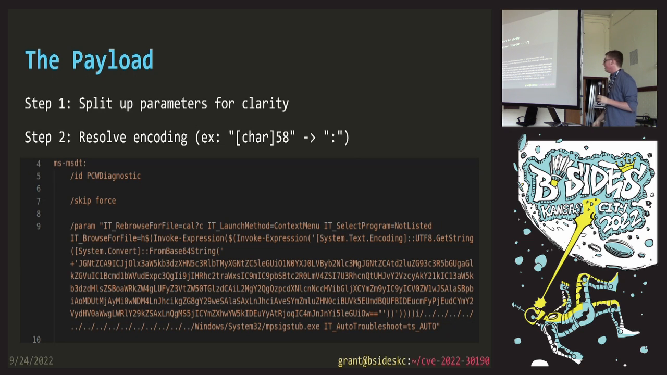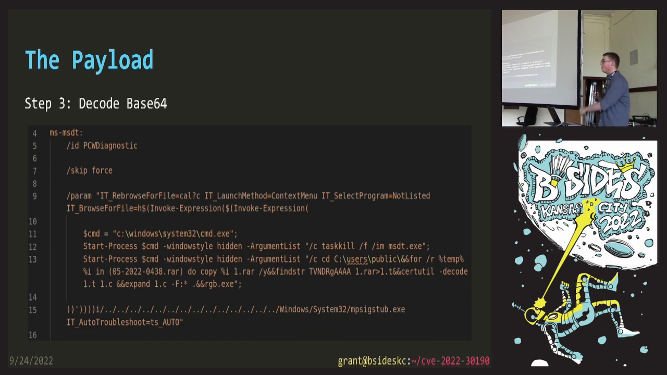Obviously, these exploits encode characters either for obfuscation purposes or just to make characters safe so it doesn't error out. For example, in PowerShell, we use square bracket char and then a code. At least personally, I don't know what char 58 is, so I have to look those up and then substitute in the specific character it represents, to make it more human readable in our reversing process. The next thing, again, base64 is a two-way function.